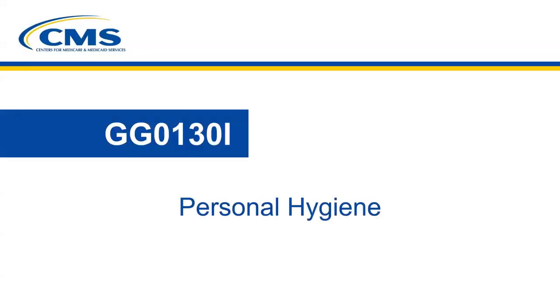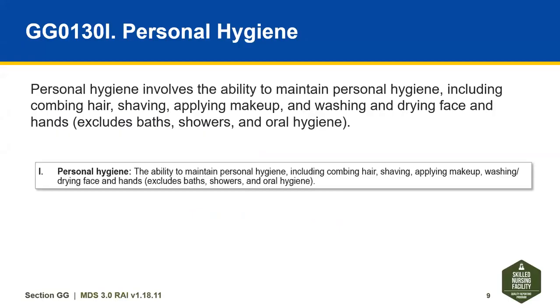So our first item is GG0130I Personal Hygiene. Personal hygiene involves the ability to maintain personal hygiene, including combing the hair, shaving, applying makeup, and washing and drying face and hands. It excludes baths, showers, and oral hygiene.